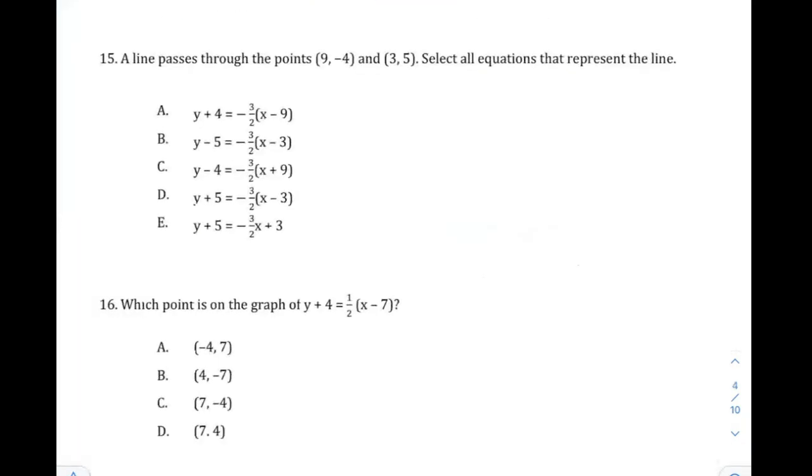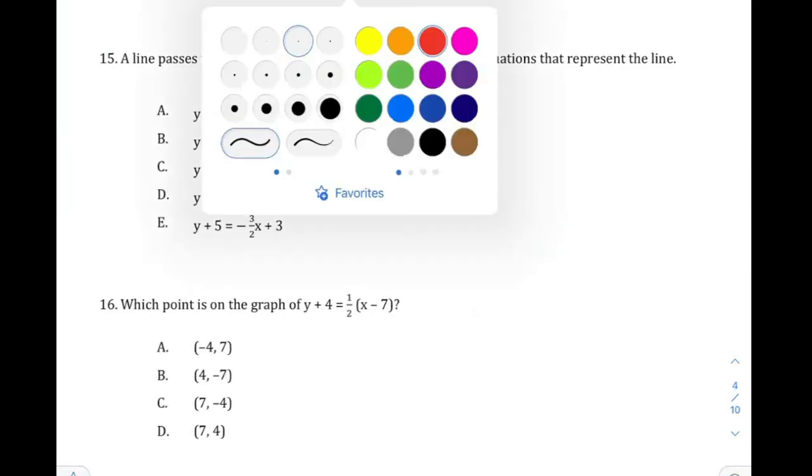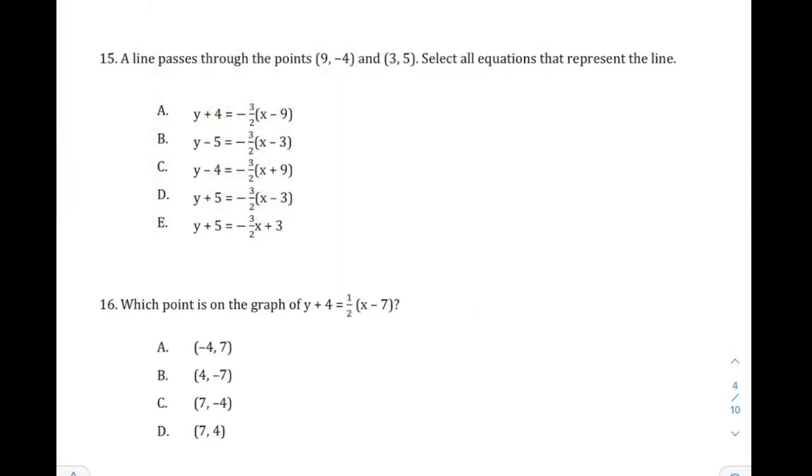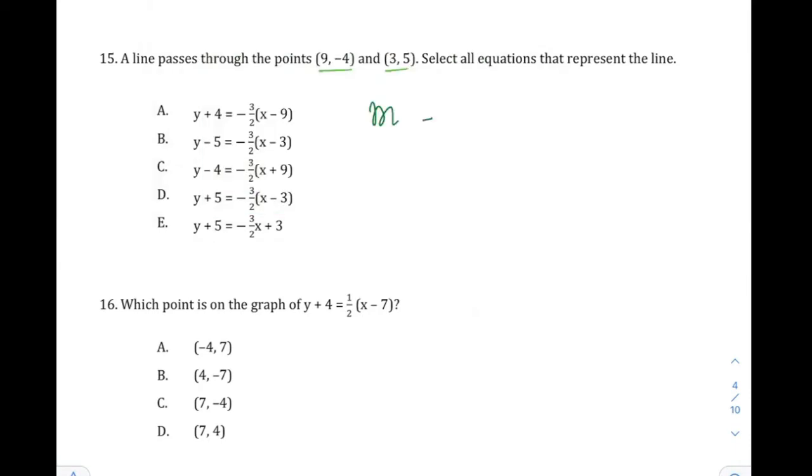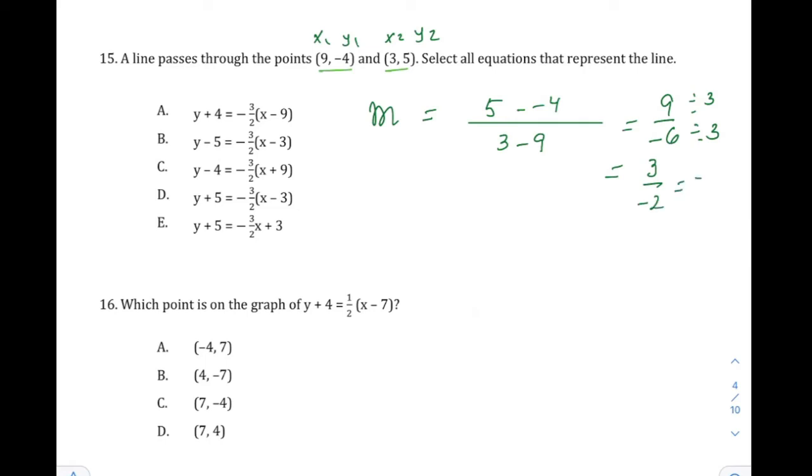A line passes through two points. Select all equations that represent the line. As usual, we start with the slope. You can try alone. And when you simplify, maybe 3 over negative 2, which is negative 1.5. You can keep it as it is as well.